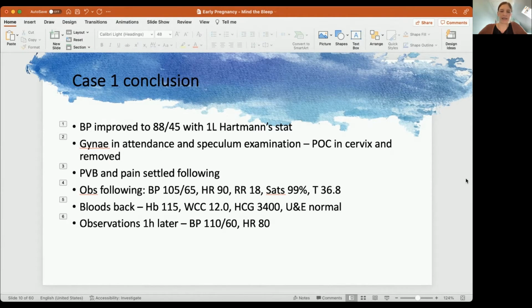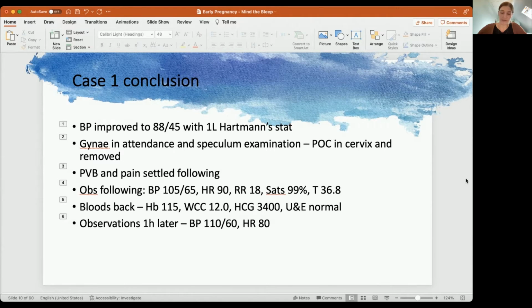When the bloods came back, obviously there was a bit of a delay, so by the time the bloods came back she was quite well, but Hb was okay. HCG moderately raised, about consistent with 6 weeks. Everything else was fine. And then basically she was fine after that.